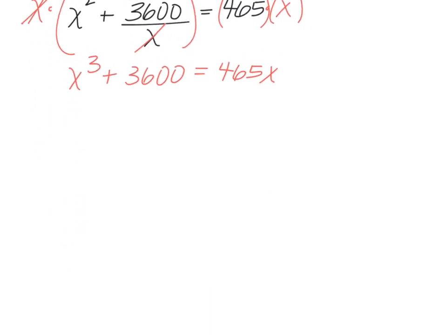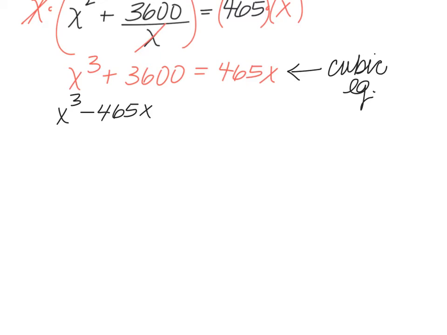Now, what remains here is a new equation, and this one happens to be a cubic equation because we have x raised to the third power. So this is a polynomial equation, but specifically it's cubic because it's degree 3. So we want to go ahead and set this equal to 0. So I will subtract the 465x. So x cubed minus 465x plus 3,600 will be equal to 0.